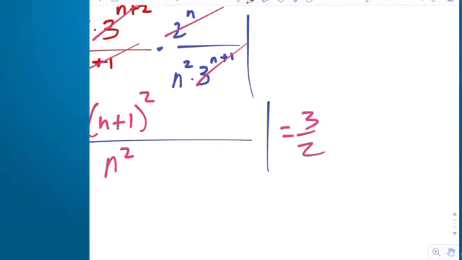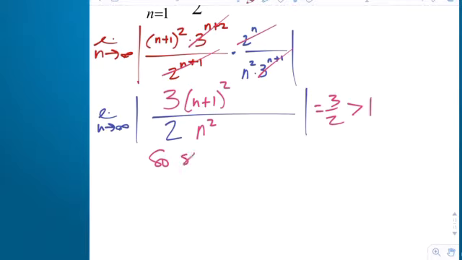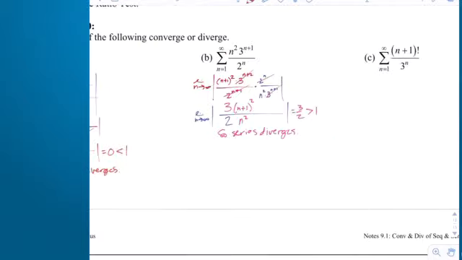Is 3 halves less than 1? No. Is it equal to 1? No. It's greater than 1, so the series diverges. But now it diverges by the ratio test, not the nth term test. Doesn't matter what test you use. There's going to be sometimes more than one. They should give you the same conclusion. The ratio test pretty much works except when the ratio is 1. Then you got to try another test.